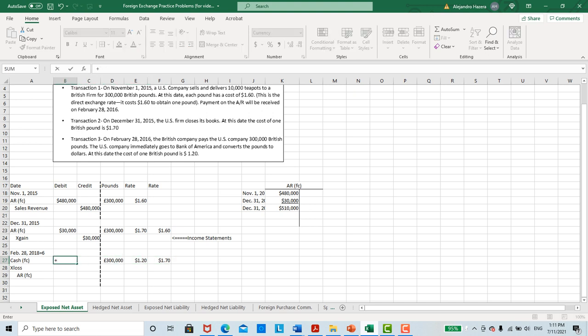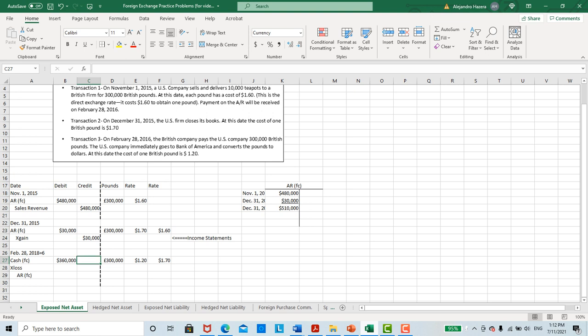So what we're going to do is the cash that we receive is going to be worth 300,000 British pounds times $1.20. So we're going to take a bit of a bath on this, because each pound is worth $1.20, which is 50 cents less than the last recorded rate that we used to adjust the account receivable to. It looks like we're going to take a rather large bath here, but let's see how much it is. It's 50 cents per pound over 300,000. We're going to lose $150,000. But let's go ahead and get this.